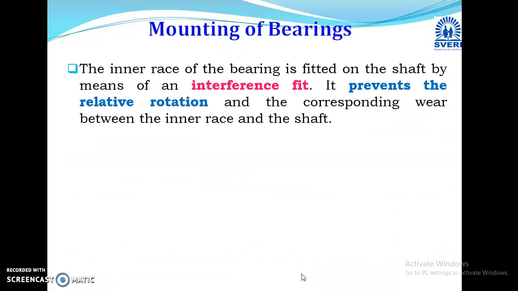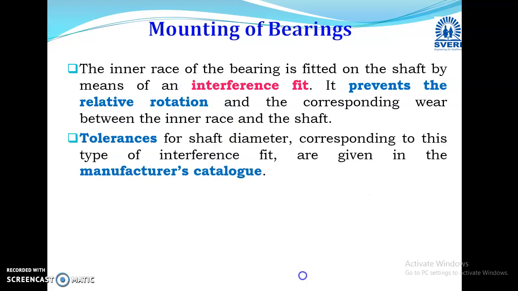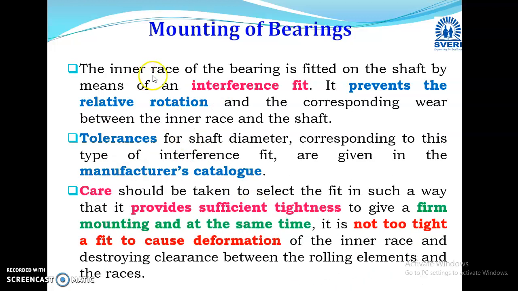Now friends, next we will discuss the mounting of bearings. One of the very important topics, mounting. The inner race of the bearing is fitted on the shaft by means of an interference fit. It prevents the relative rotation and the corresponding wear between the inner race and the shaft.